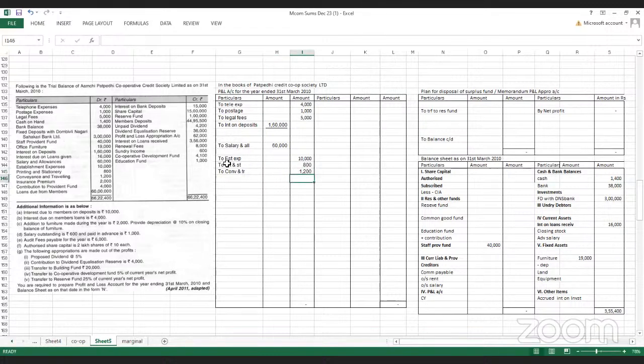Then insurance premium is also an expense. So insurance premium, the amount is 2,000, right? Yes. Then, look here, contribution to provident fund is there, right? That's an expense. So we'll write here contribution to provident fund, 4,000.